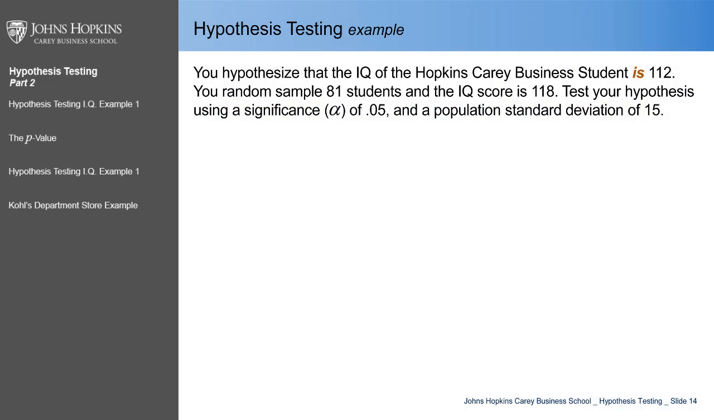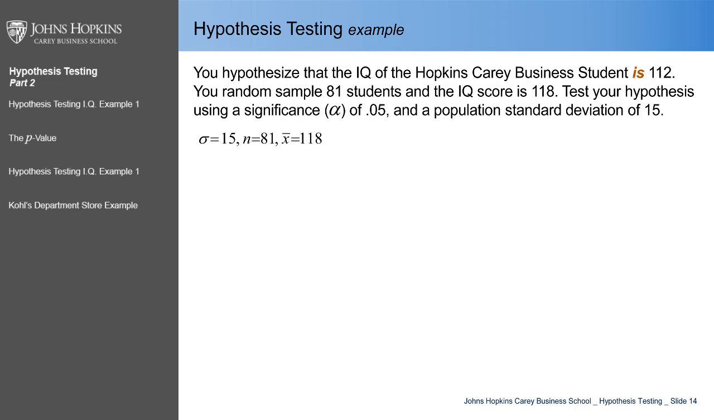Let's look at an example. You hypothesize that the IQ of the Hopkins Carey business student is 112. You randomly select a sample of 81 students and calculate the average IQ score to be 118. We're going to test the hypothesis using a significance of 0.05 and a population standard deviation of 15.